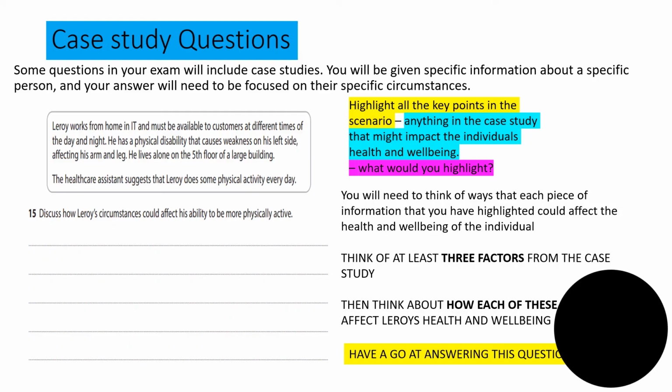So you could stop the PowerPoint and think, hang on, with this scenario, I would highlight, for example, he obviously works long hours, so he has to be available day and night. An IT job is often sedentary, and you could make notes on the scenario that you've been given. Think of at least 3 factors from the case study and think about how each of these affects Leroy's health and well-being. Have a go at answering this question.